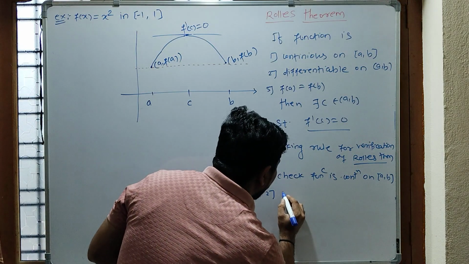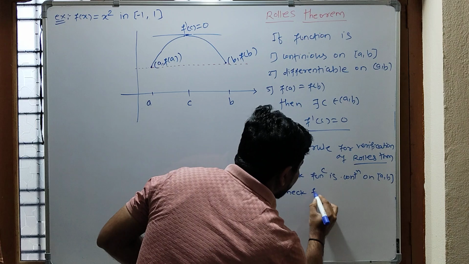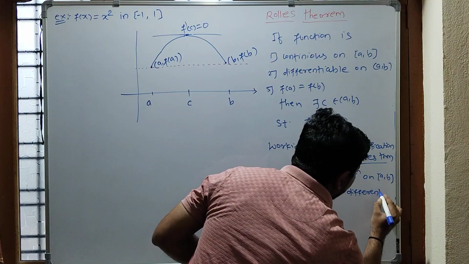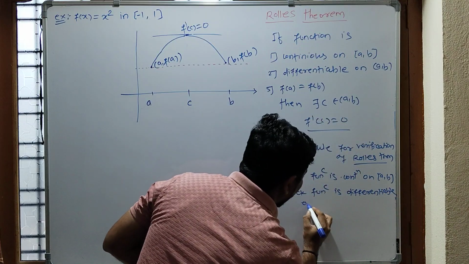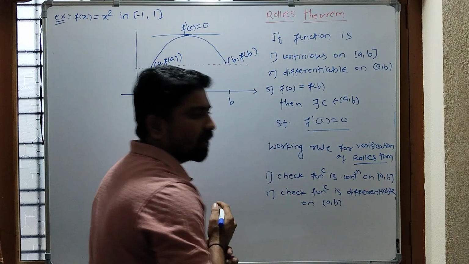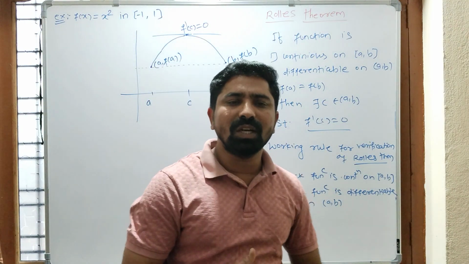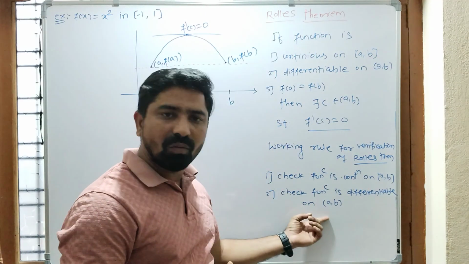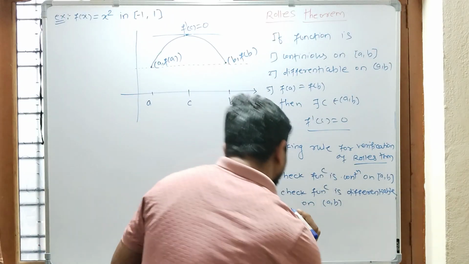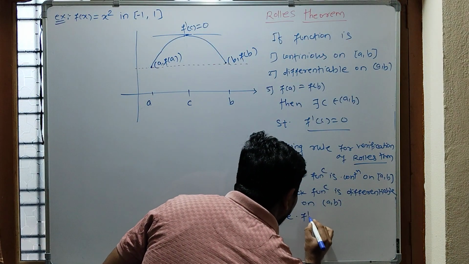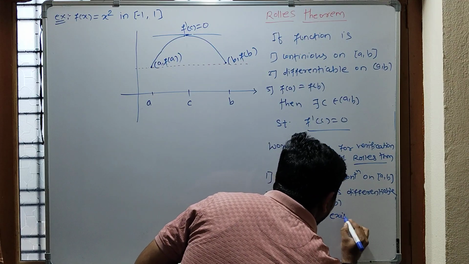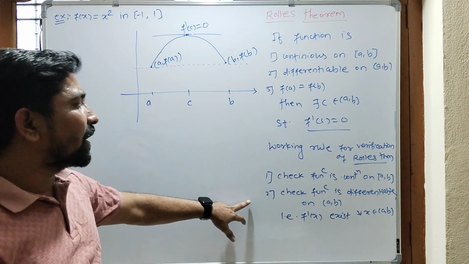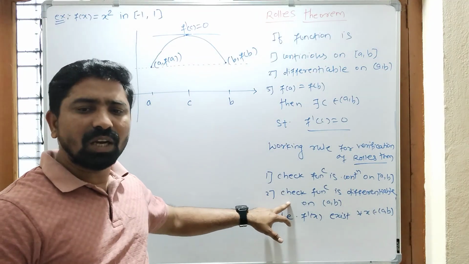Second working rule: check the function is differentiable on the open interval (a, b). After checking continuity on the closed interval [a, b], the next condition is to check whether the given function is differentiable on the open interval (a, b) or not. That is, f'(x) exists for all x in the open interval (a, b). That is my second working rule.